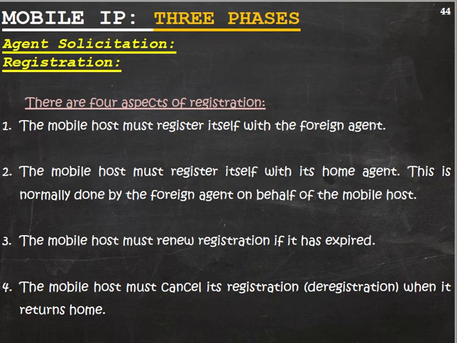The second phase in that is agent solicitation. When a mobile host has moved from one network to a new network and has not received an agent advertisement, it can initiate agent solicitation. It can use the ICMP solicitation message to inform an agent that it needs some assistance.